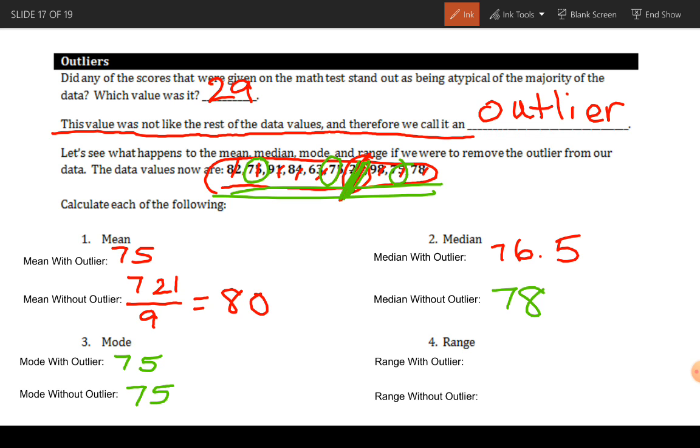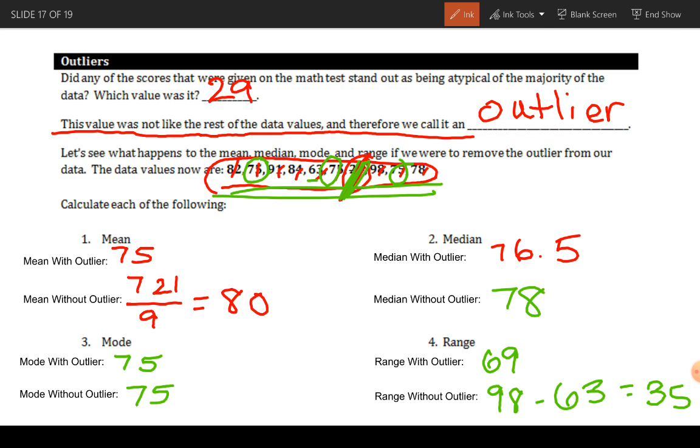The range with the outlier, 29, in our earlier example that we calculated, we got 69. The new range would be, well, the highest number is still 98, but the lowest number is no longer 29 because we took that out. The lowest number is now 63. So 98 minus 63 would give us a new range of 35.